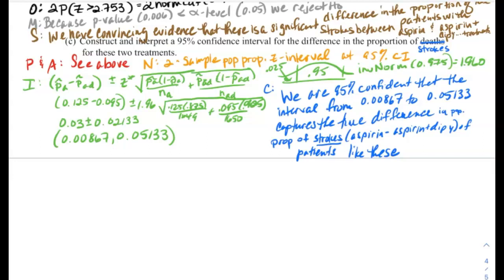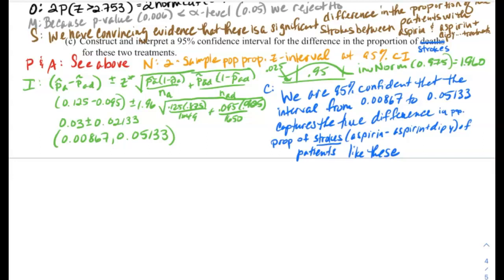So 0.125 minus 0.095. I had to go and calculate what my z-star score was, 1.960. Then I put each one of those in and I got an interval of 0.00867 to 0.05133. So my conclusion is, and it was right about here where I realized I made a huge mistake that I'm not going to go back and redo. We are 95% confident that the interval from, and I listed the same interval, captures the true difference in proportion.